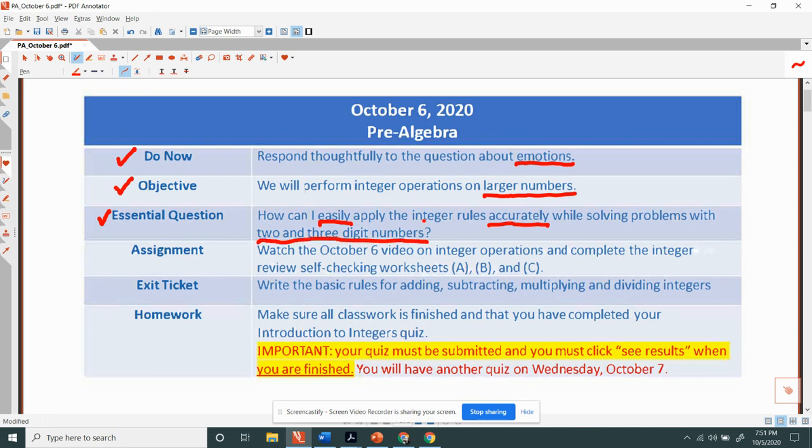So where the numbers are getting a little bit larger now, as we work with integers. And our assignment is to watch this video, which you've already started doing. And then we have integer review self-checking worksheets A, B, and C, and you'll see what those look like in a second. And our exit ticket will be similar to yesterday because we really want to get these rules down pat. So we're going to write the basic rules for adding, subtracting, multiplying, and dividing integers.